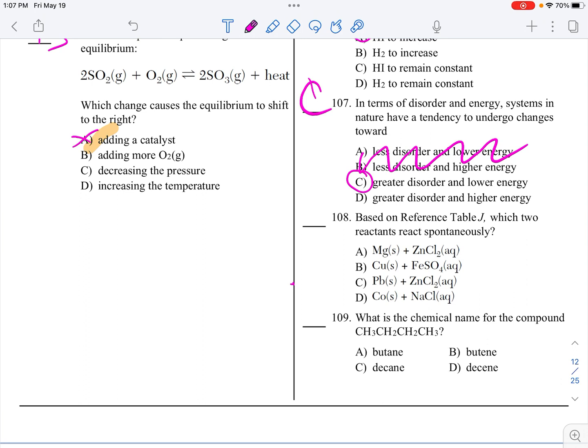Based on reference table J, which reactants react spontaneously? Okay, so what this means is the first one has to be more active. And since they're all metals, we're only looking at the metals here. Okay? So let's go to table J.